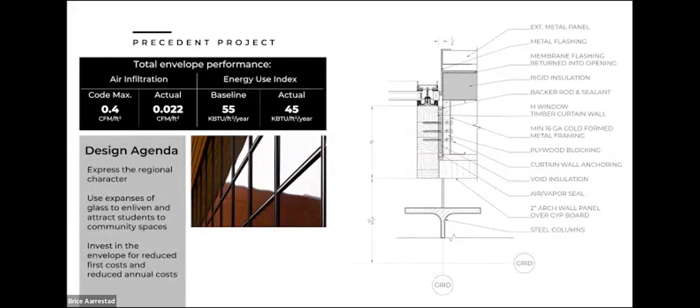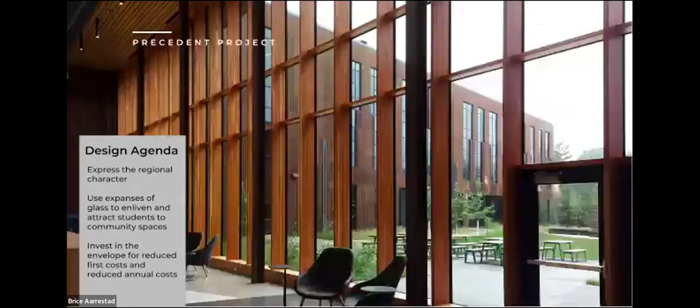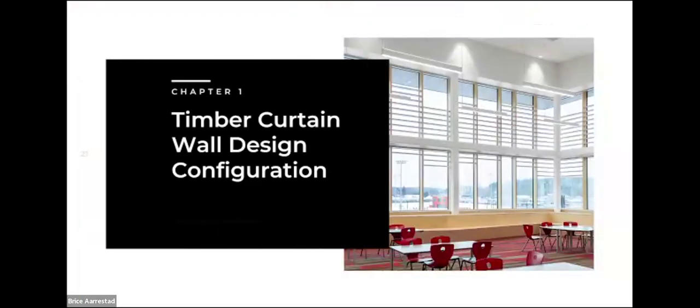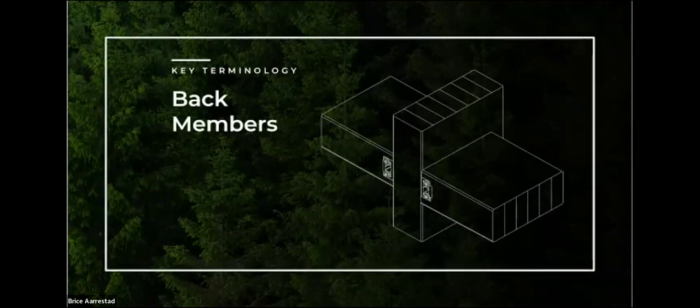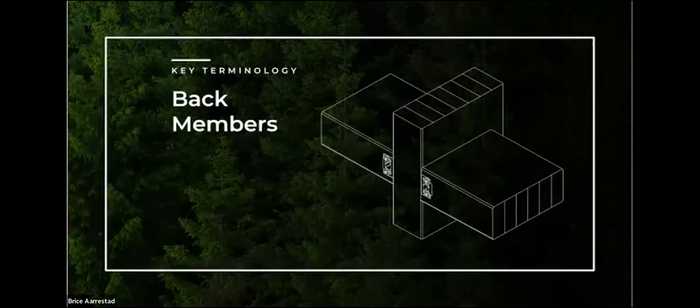So before we go too far down, we should probably talk about the systems, talk about some of the configurations that are achievable with timber curtain wall, and how you might design a system for your next project. So I want to start with a piece of terminology. This is what we refer to as back members. Most curtain wall systems use an aluminum back member. This is the structural component that resists wind load, that holds the glass in place from a gravity standpoint.